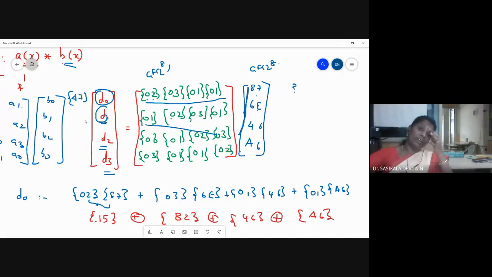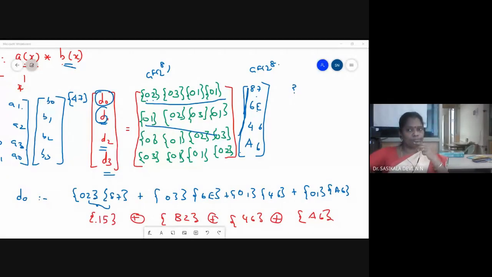Tomorrow we'll apply inverse mix column. In forward transformation, we apply the mix column round. In reverse transformation, the inverse mix column round. Clear? Any doubts?